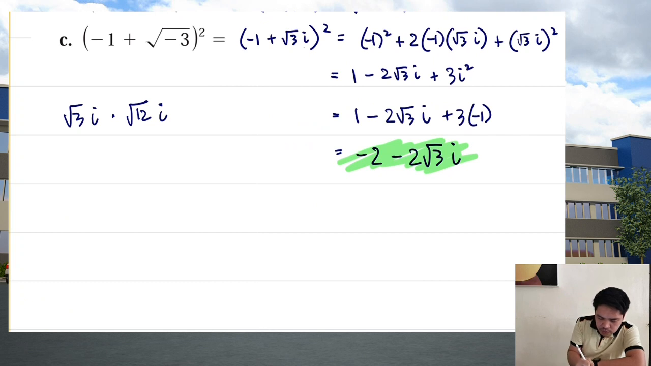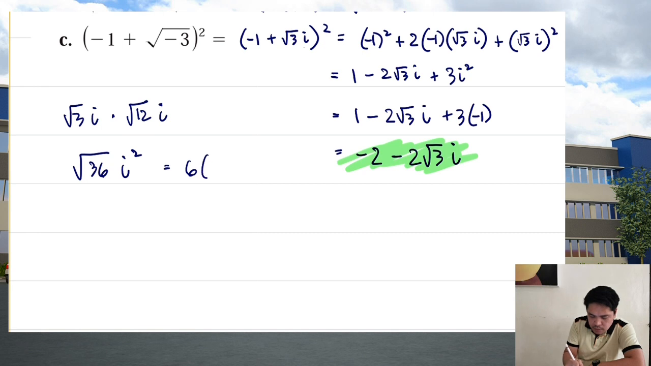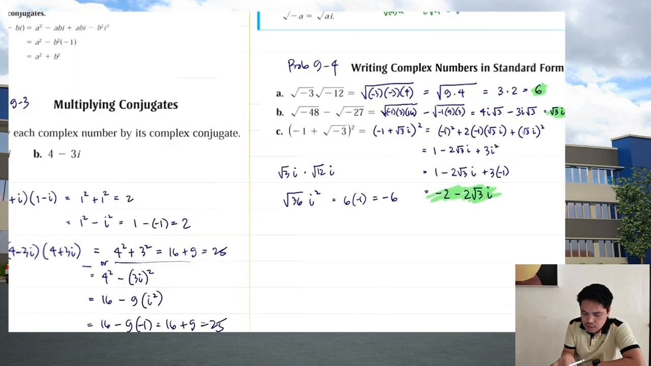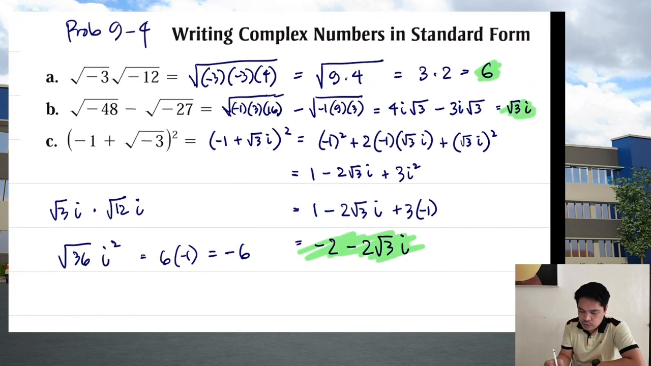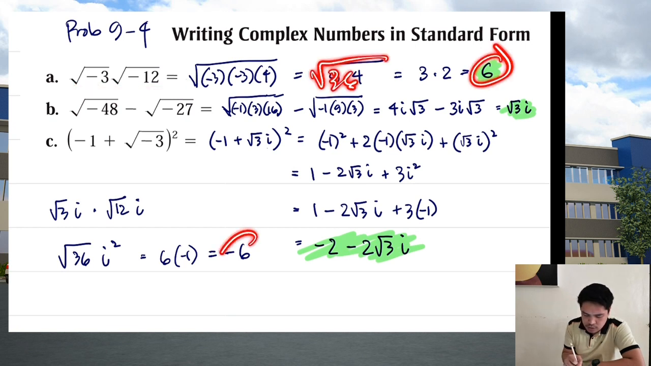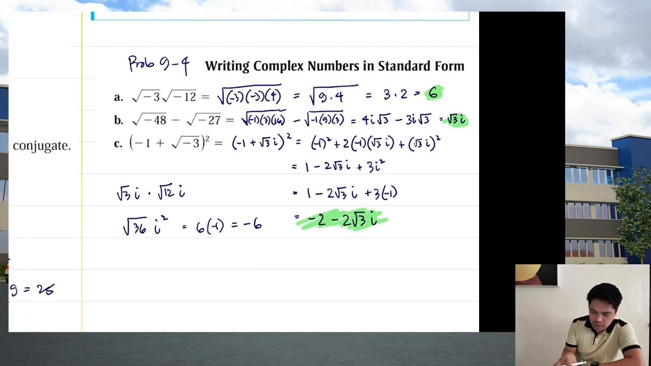Square root of 3 times square root of 12 is square root of 36 times i squared. So square root of 36, if we use the positive value of the square root of 36, that would be 6 times i squared, which is negative 1. So that would be negative 6. So I think we have two values, or two answers, for letter A. The square root of 36 is just positive and negative 6. Now let's take a look at another example.